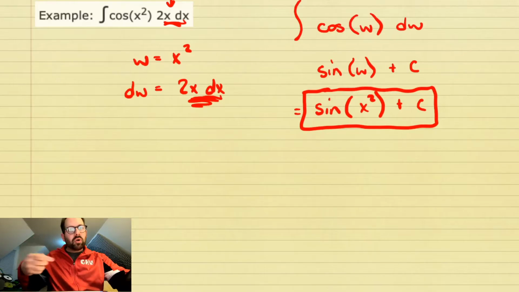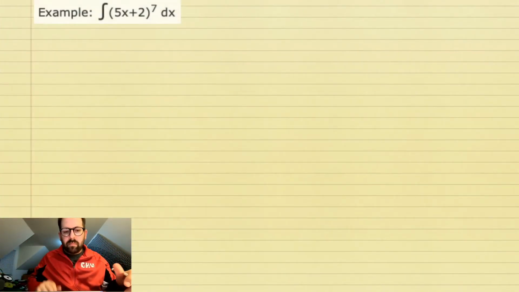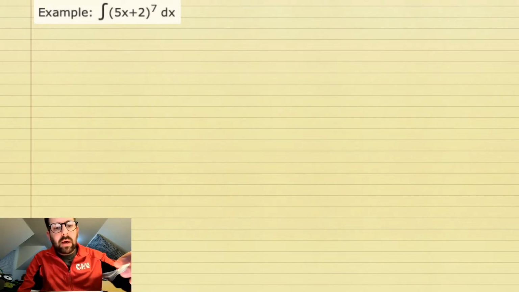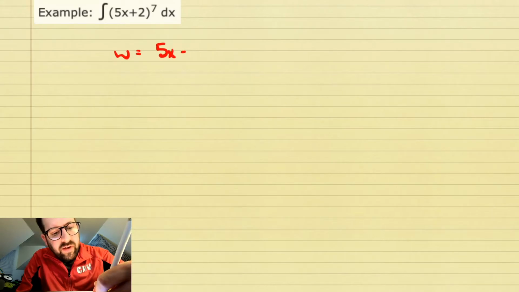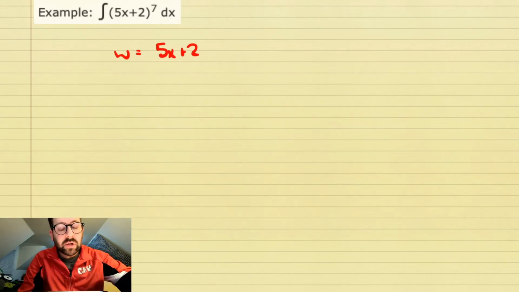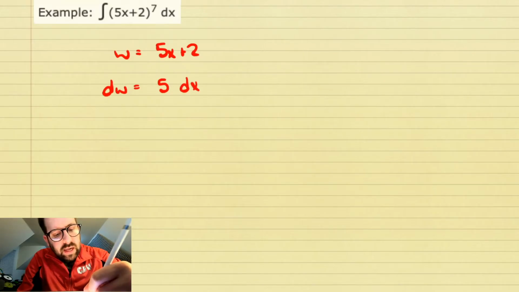Let's jump right in. Let's do some more challenging problems as we go. They're not going to be crazy difficult, but they're a little more difficult as we go. All right, so here's what we have. So again, just like before, I'm going to say my w is going to be my 5x plus 2. That's going to be my part that I'm substituting. If I take the derivative of both sides, this would be 5 dx, right?